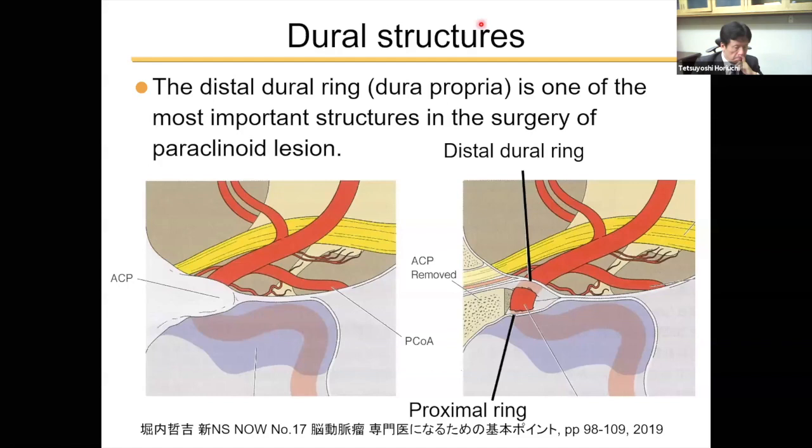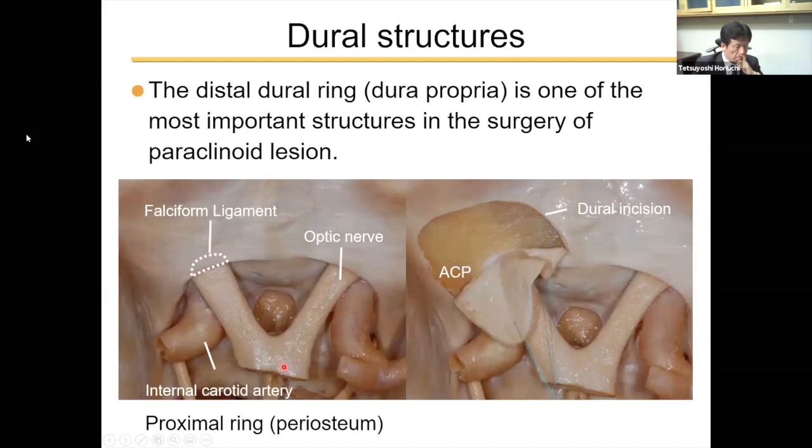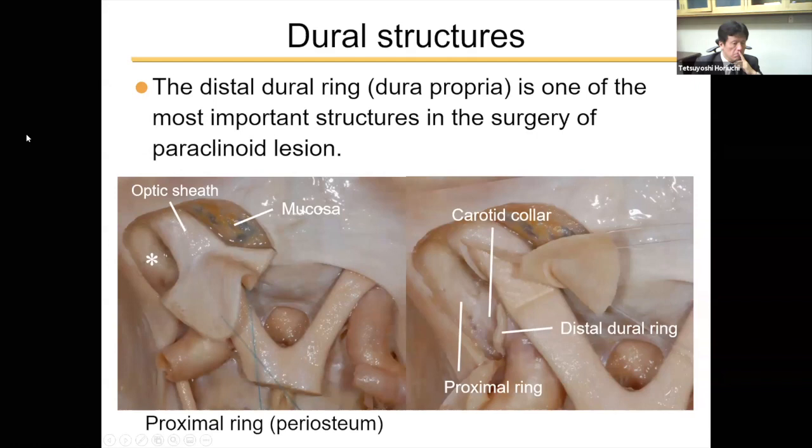These cadaveric photos show the overview of the paraclinoid area. The dura around the anterior clinoid process is cut and reflected. This asterisk indicates the removal site of the anterior clinoid process. As I presented in the previous schema, the distal and proximal rings are visualized after removal of the anterior clinoid process.